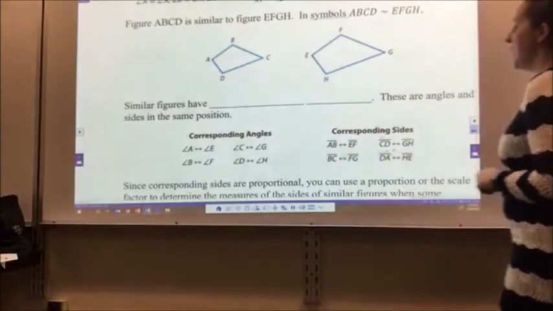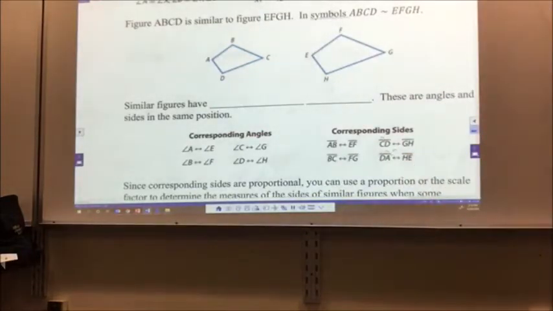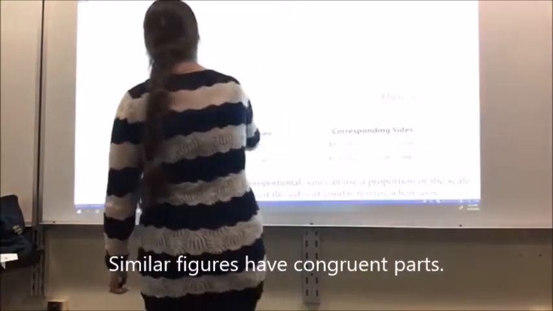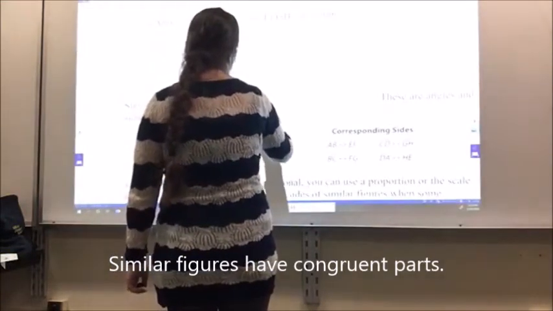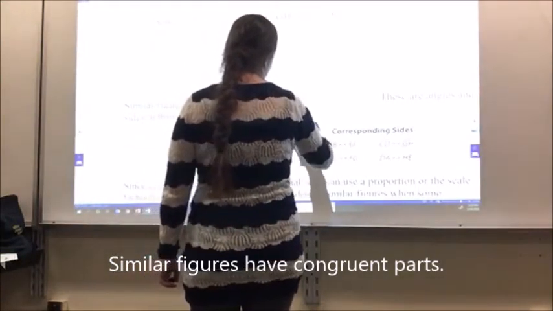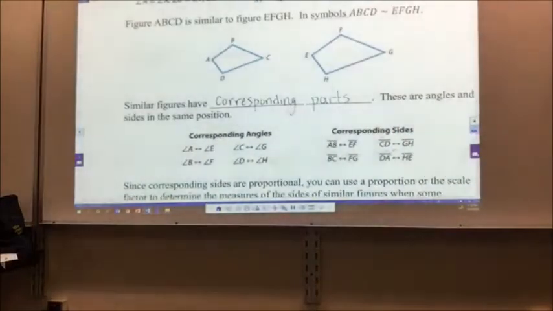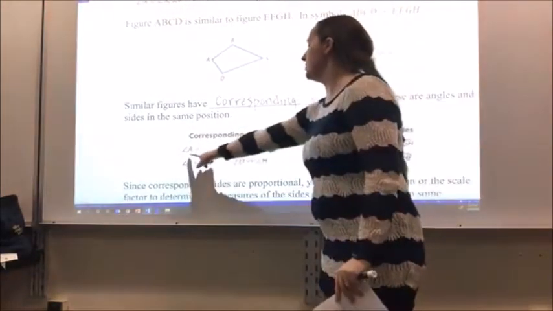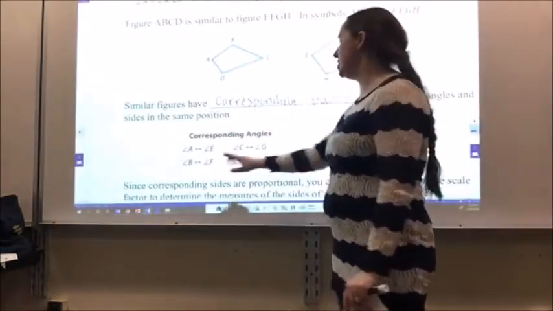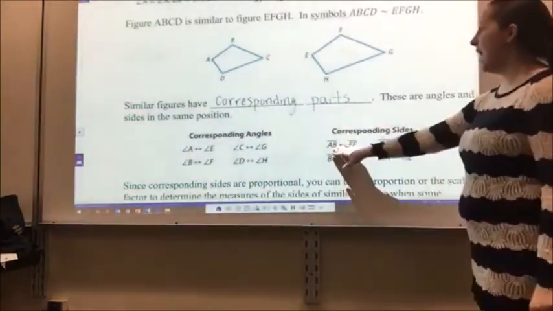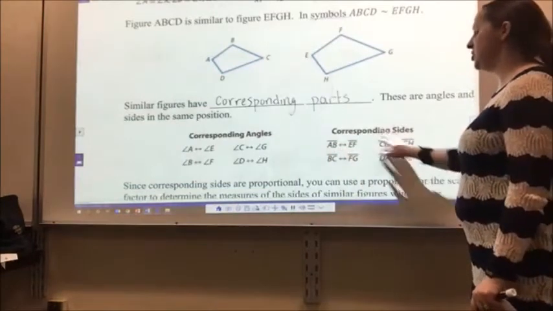Similar figures have corresponding parts. In those two blanks, you're going to write corresponding parts. So these are angles and sides in the same position. So again, corresponding angles, A to E, C to G, B to F, D to H, and then the sides AB to EF, CD to GH, they're corresponding sides.